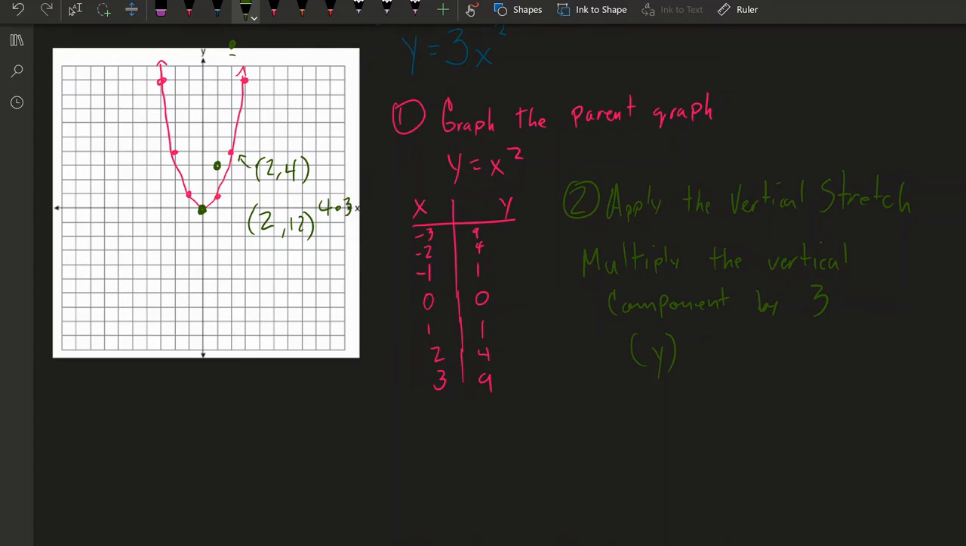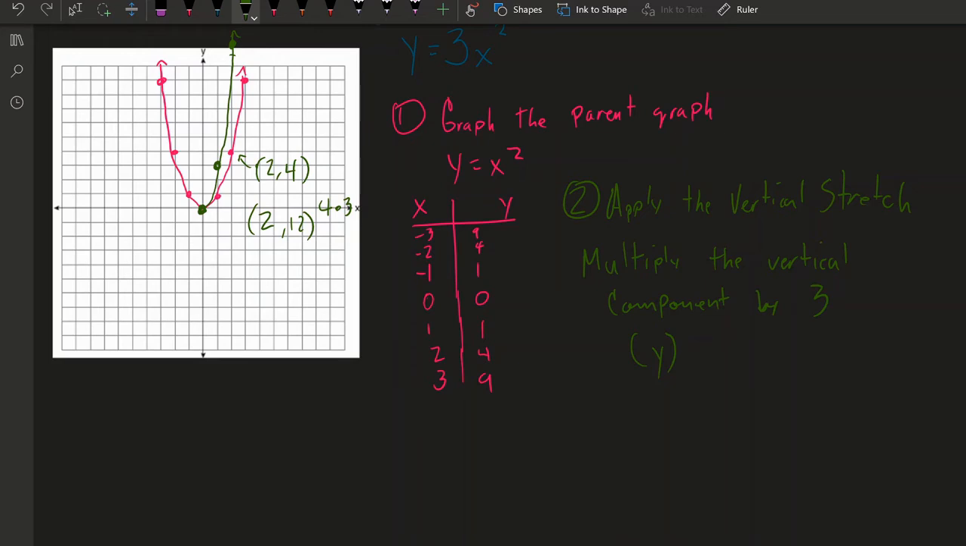Now for the third one, that would be 3, 9. Multiplying that by 3 would give me 27, which is going to be way, way, way off my graph. So what I know is that it's going to start here at 0, 0, and it's going to curve up until it goes up, up, up, and off the graph like that.